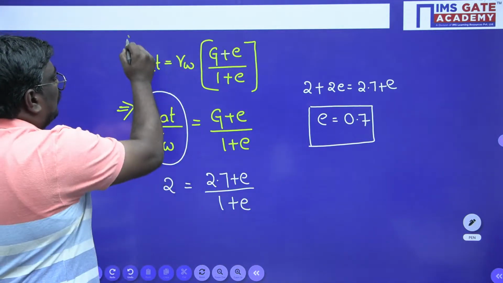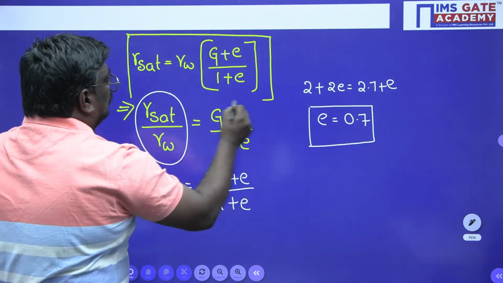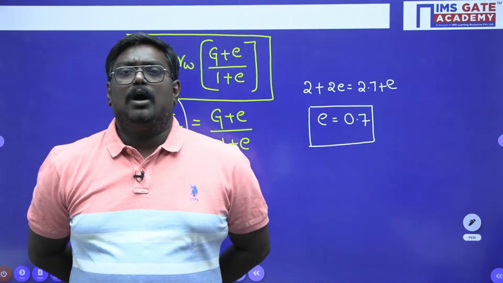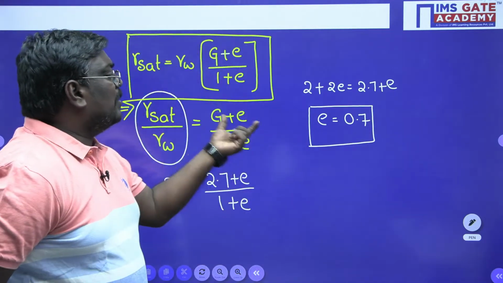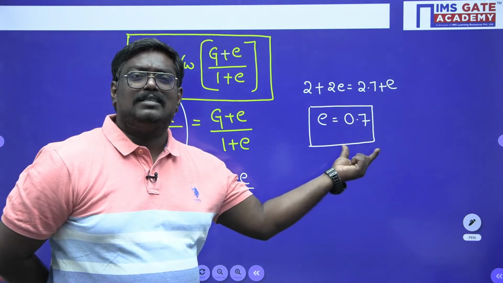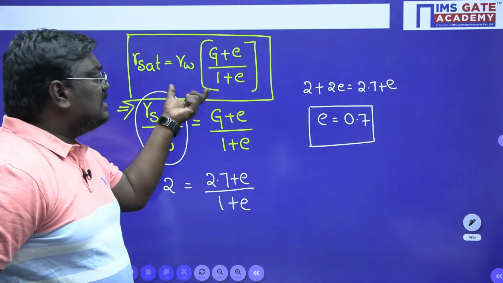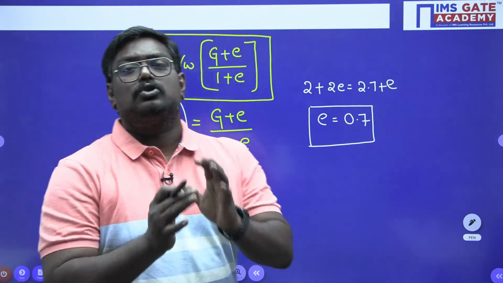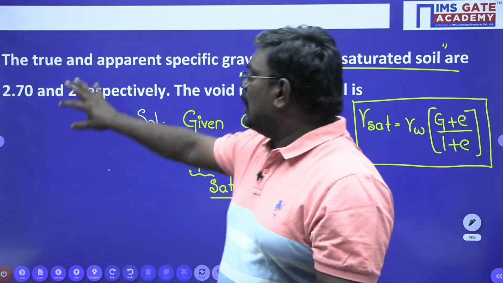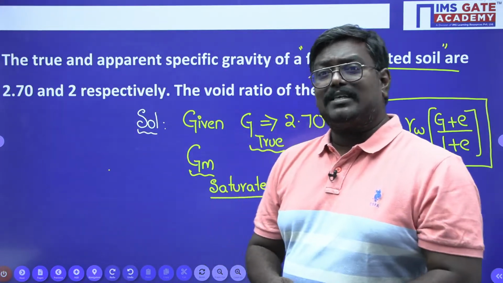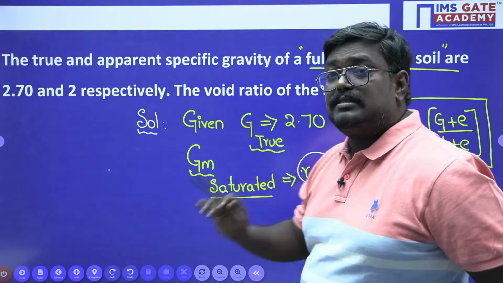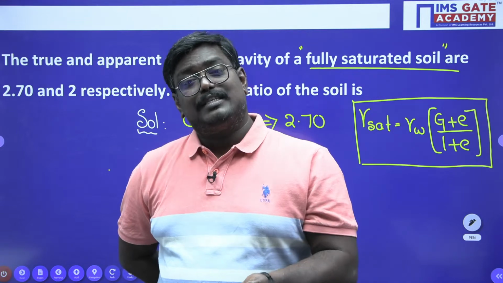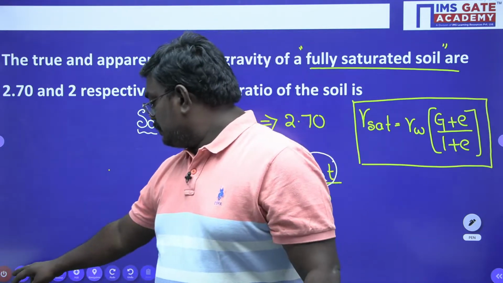Please follow this formula, students. Gamma sat is equal to gamma W into (G plus e) upon (1 plus e). Using this formula, you can write the void ratio as 0.7. This simple formula and the state of the soil will help you to solve this problem. I hope you are clear. Whenever this question is asked, remember you have to understand whether the mass specific gravity is given in saturated state, dry state or bulk state.